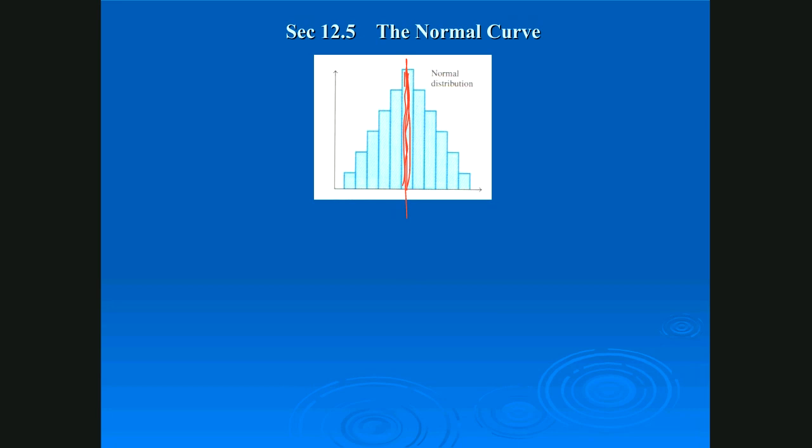Now also, if we draw a line through the center of each of these bars, we will have a graph that looks like a bell. And so this is called a bell-shaped curve.